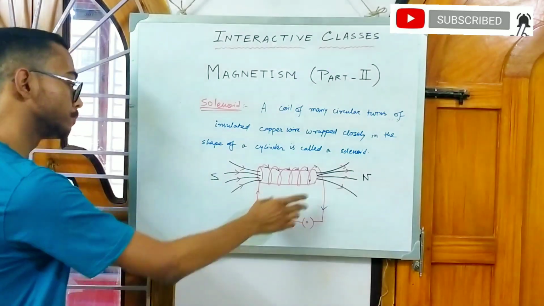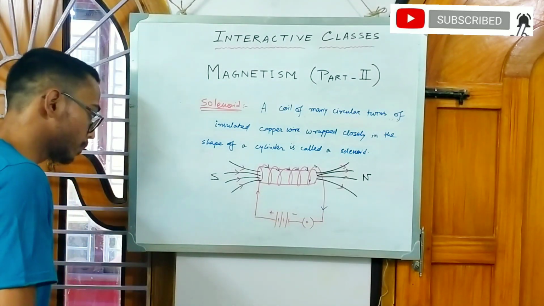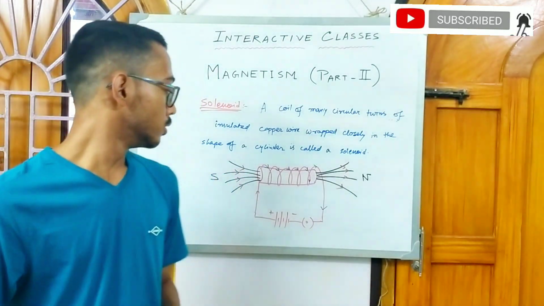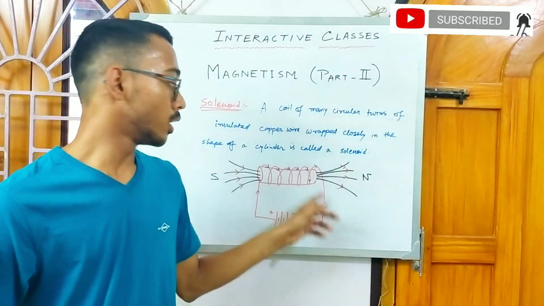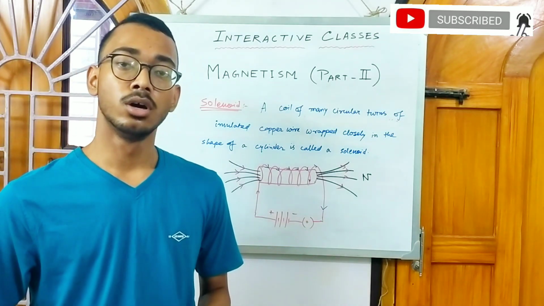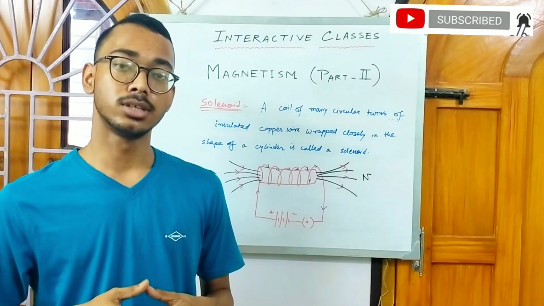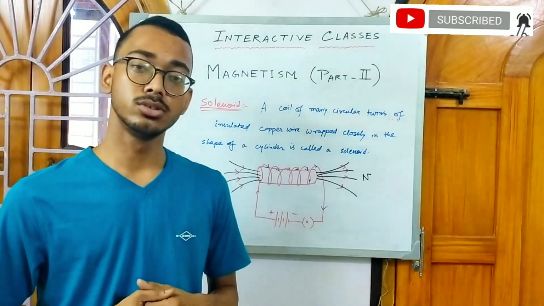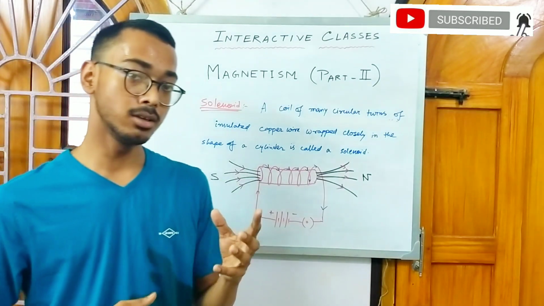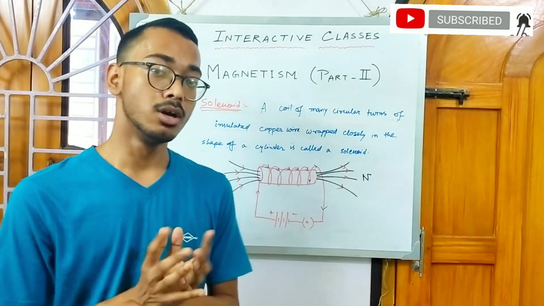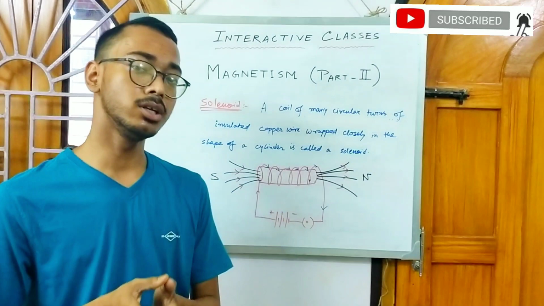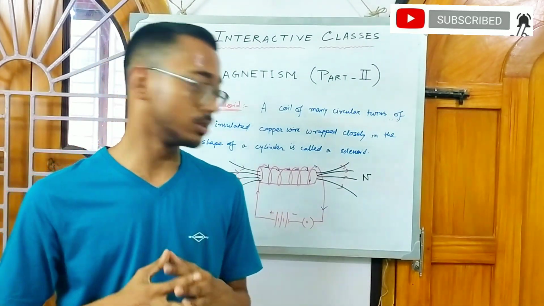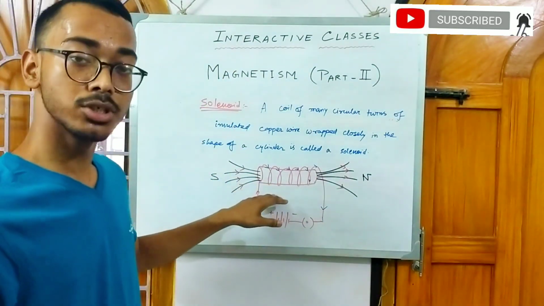So this is a solenoid. What is the purpose of a solenoid? A solenoid can also be called an electromagnet. A solenoid is an electromagnet which is used to magnetize materials such as iron, nickel, cobalt. So an electromagnet is basically used to convert magnetic materials into magnets. What are magnetic materials? Magnetic materials are those materials which can be converted into a magnet, like a piece of iron, for instance.